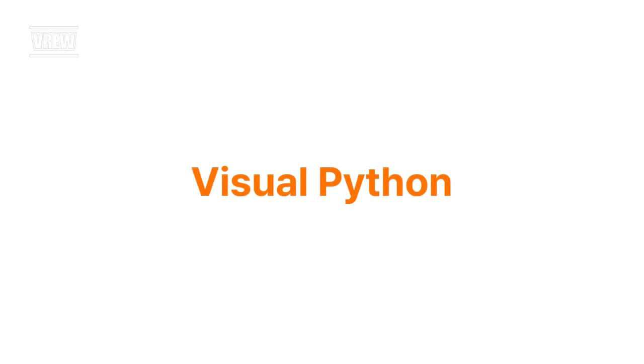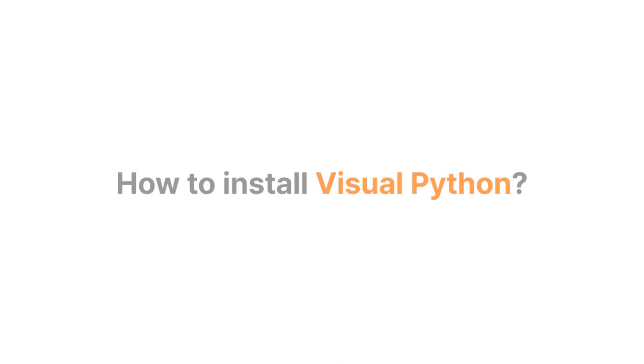Visual Python. Visual Python is a program designed to assist non-data scientists in data analysis. Even if you are not a programmer, there is no problem at all. With just a few clicks, you can easily handle everything needed for data analysis without writing a single line of code. Today, I'm gonna introduce you the installation method of Visual Python.